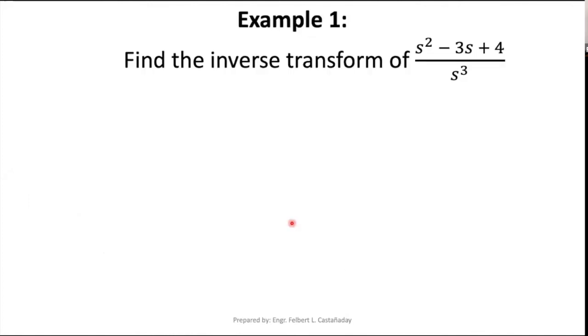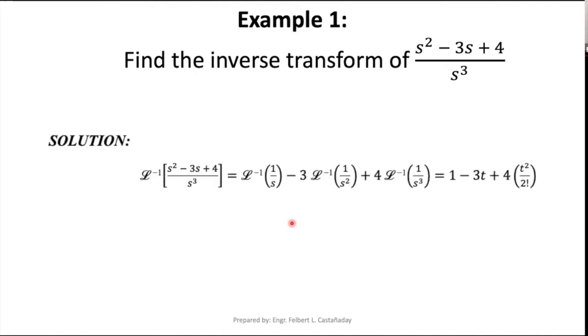Now let's solve some examples. Find the inverse transform of s squared minus 3s plus 4 over s cubed. We are to find the inverse. So this is our symbol. Find the inverse of s squared minus 3s plus 4 over s cubed.